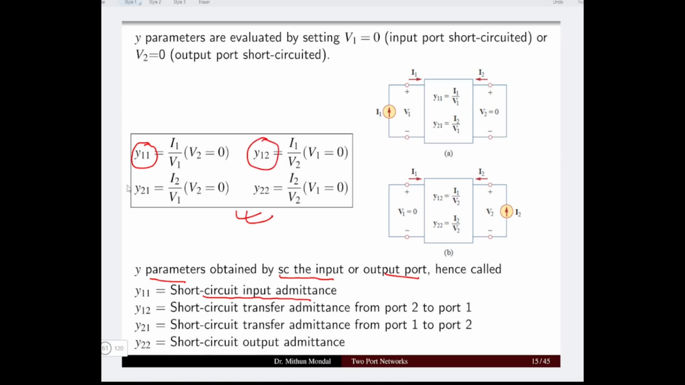Y12 and Y21 are known as the transfer admittance, short circuited from port 2 to 1 and from port 1 to 2. And Y22 is known as the short circuit output admittance. So Y11 is the input admittance and Y22 is the output admittance. Another one is basically the transfer admittance.